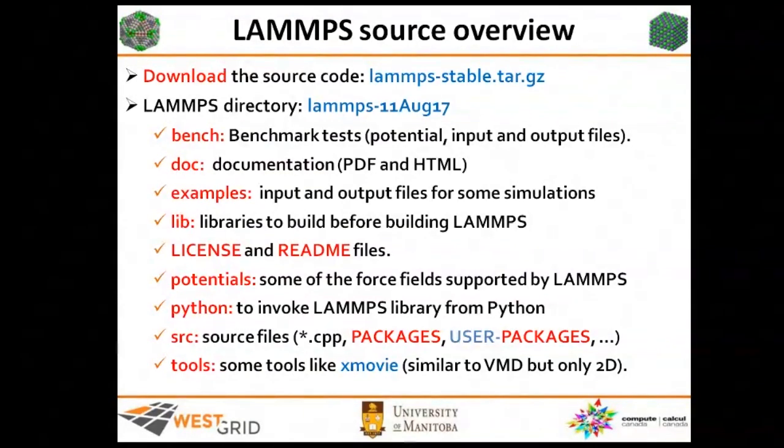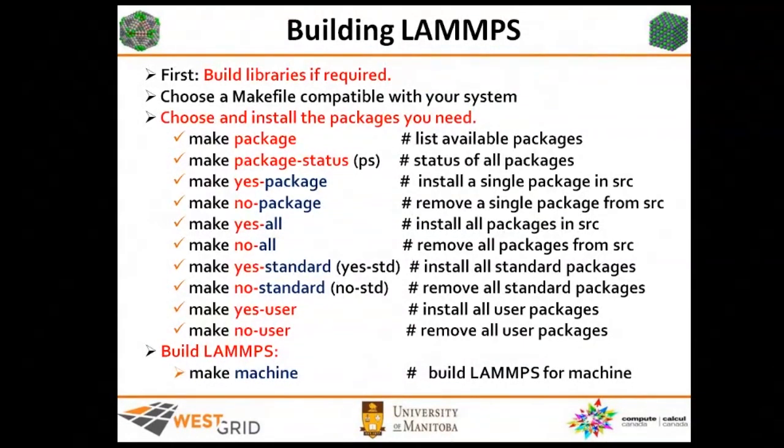So now, to build LAMMPS, what do you have to do? First you have to build some libraries. Some libraries may already be installed in your system, but some others you have to build first. Then you need to choose a makefile. There are already some makefiles that came with LAMMPS. You have to choose one that is suitable for your system, depending on what compilers you have, what libraries, what OpenMPI, and so on.